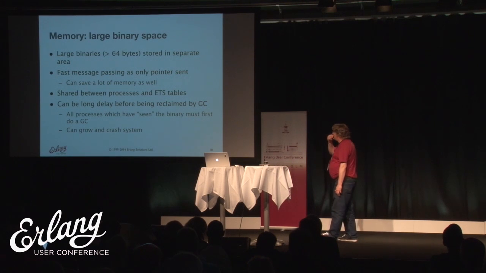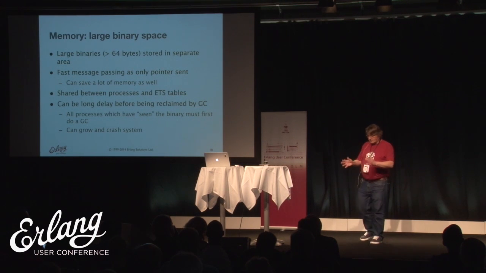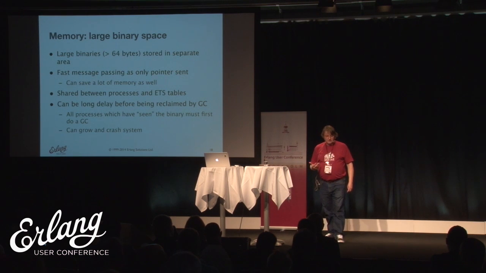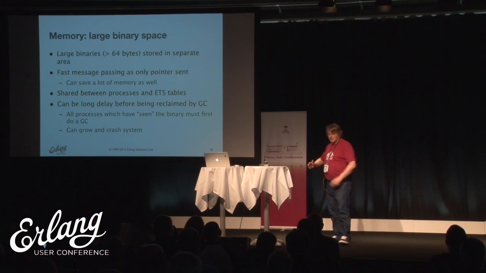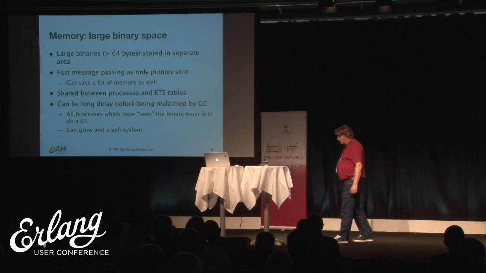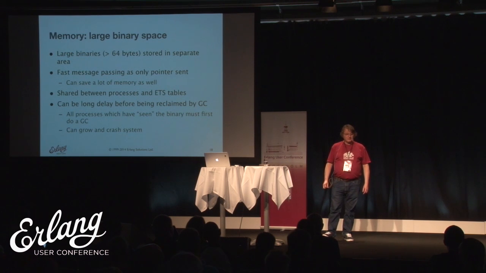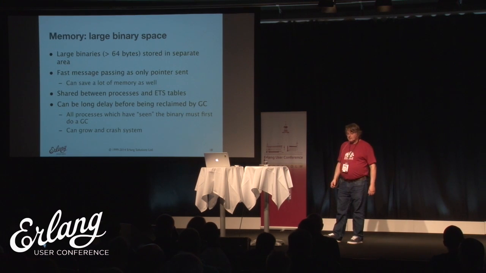So we've got the large binary space. And the idea is that large binaries, which in this case means greater than 64 bytes, are not stored in process heaps, they're stored in a separate area. That has a lot of benefits. So if I'm sending binaries from one process to another, and it's large, I don't copy it. The binary is created somewhere in a separate memory area, and I'm basically just sending a reference to that binary around. Which means I can do things like streaming large amounts of data through the system, so I'm not copying it. That's why you can have systems that do streaming video, because you're not copying data. And it can save a lot of memory as well.